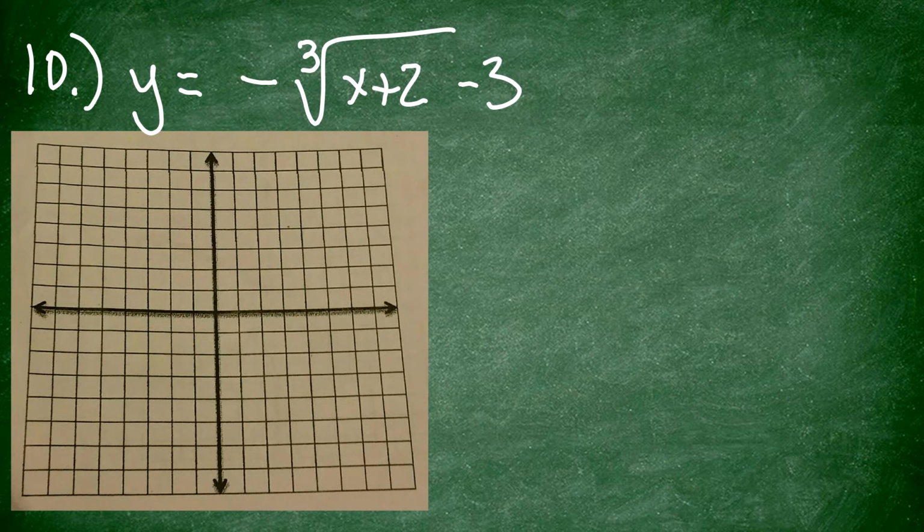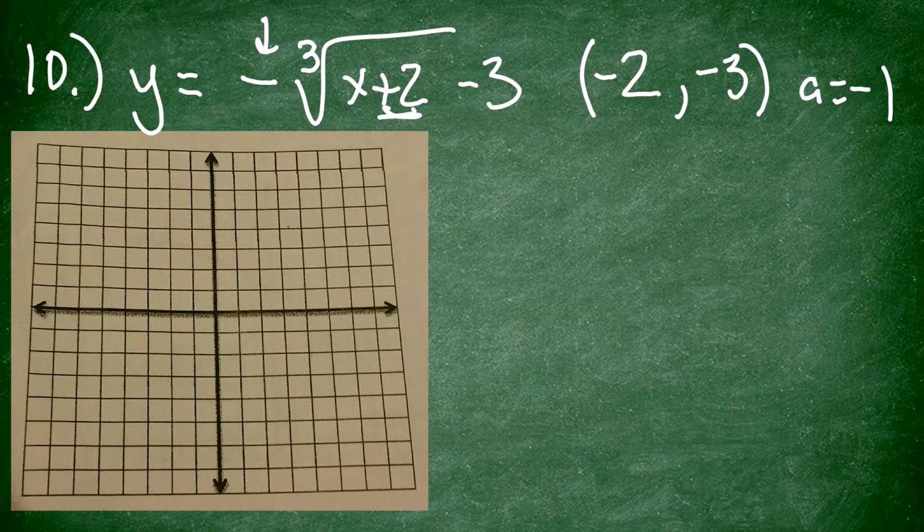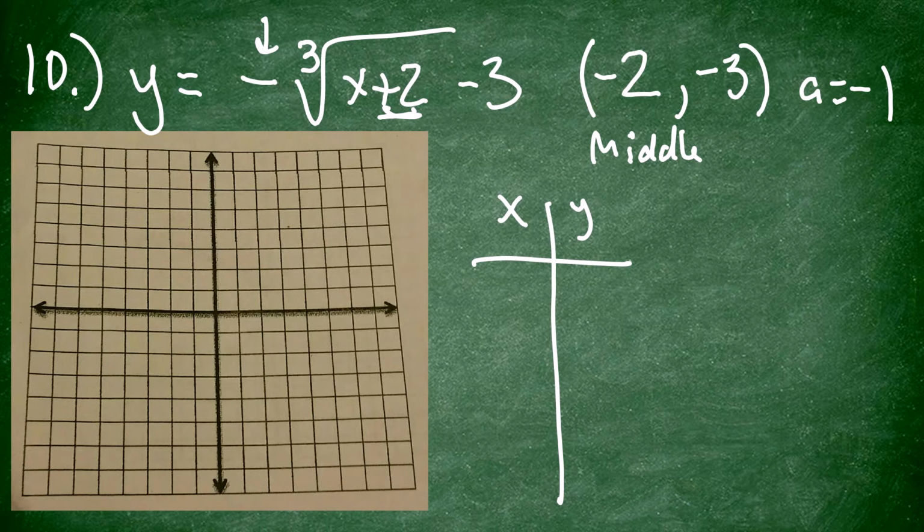All right, 10, we have y is equal to negative cube root of x plus 2 minus 3. Remember h, we see plus 2. We don't trust them because they're hanging out with our x, so it's negative 2. K is negative 3. A, it might be helpful to find a. Even though there's no number out there, I see negative, it tells me it's negative 1. Remember, it's middle point because it's a cube root. So I make my XY chart. I put negative 2, negative 3 in the middle.